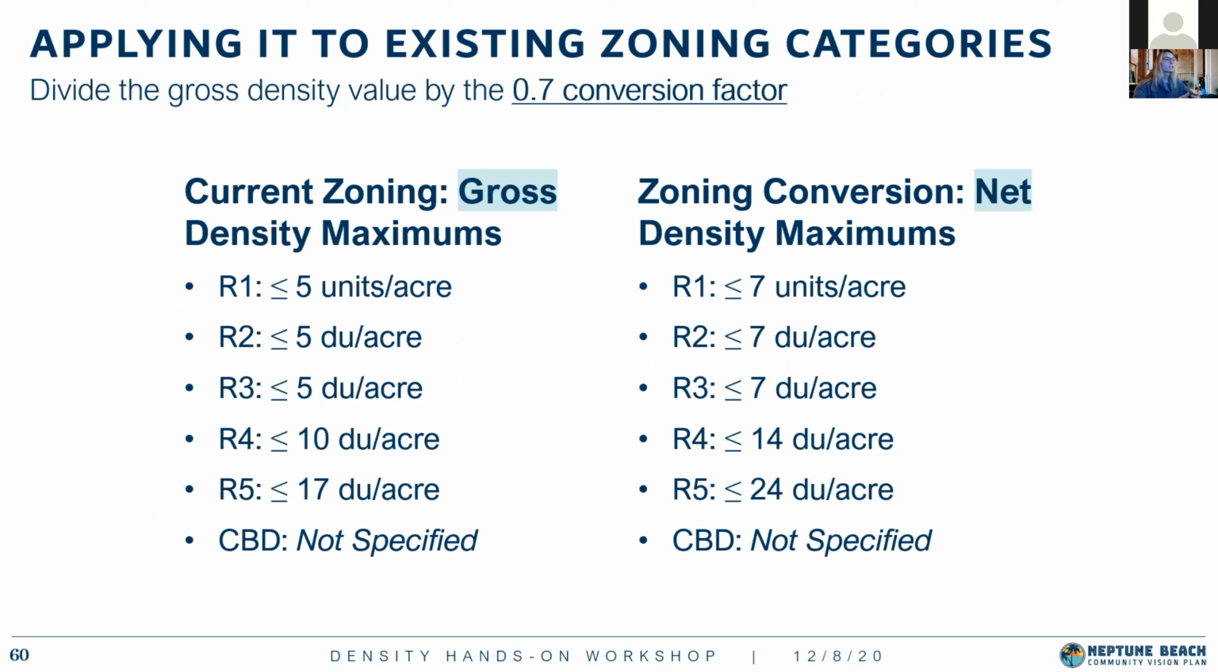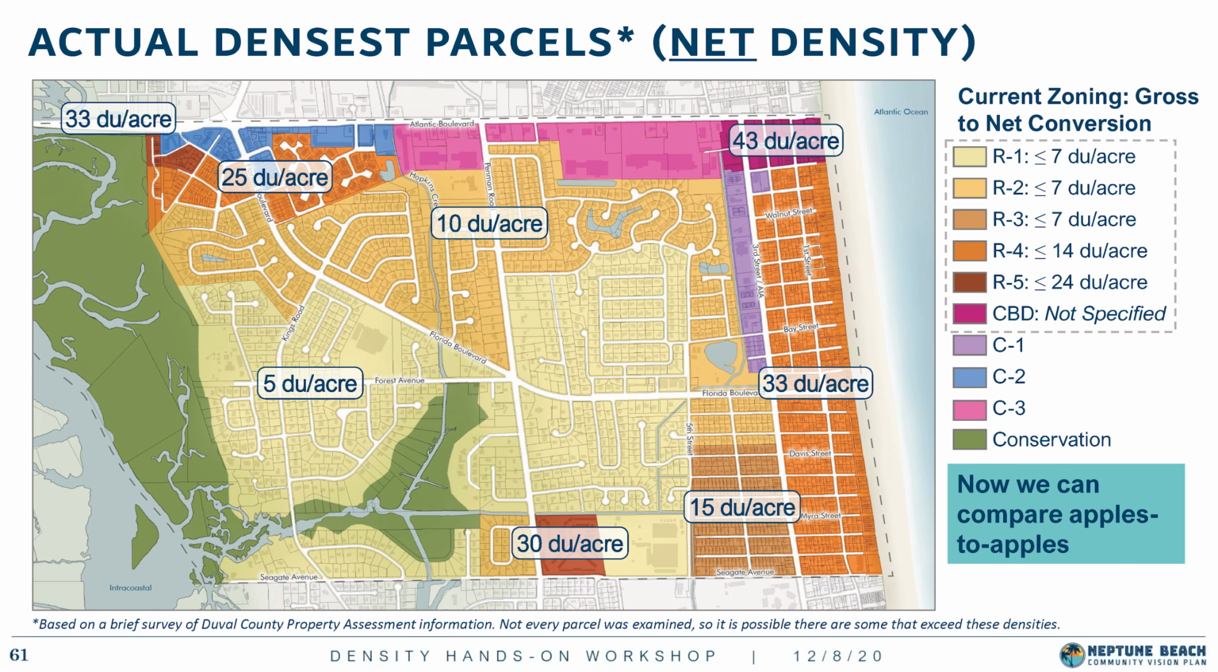This also means that you can go back to the presentation, you can see all the different building types we showed and the examples we showed from all over, and you can see how those would stack up against your current zoning measured as net density instead of gross density. So now we can actually compare the densest parcels. And in looking for the densest parcel, we didn't go through every single individual residential property in Neptune Beach. We looked at a couple, and the highest density ones we found are the ones you see here, and I'll actually show the examples of those so you can see them.